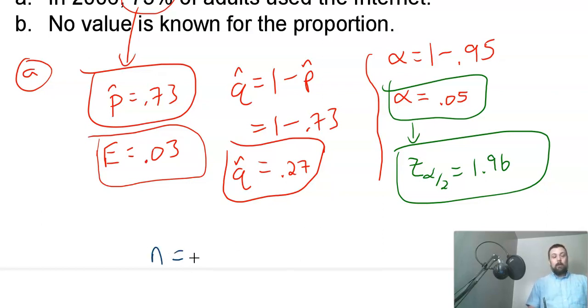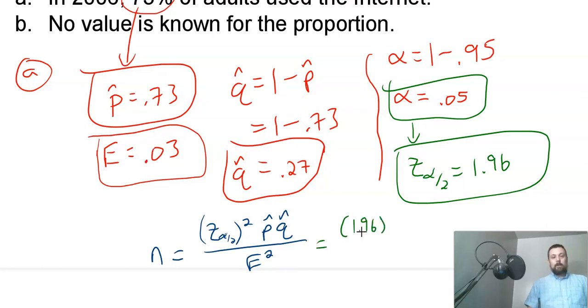Right, it's going to be n equals the z-score squared times p hat q hat over e squared. I just got to plug the numbers in, and I will get my result. So z is the 1.96. That has to get squared. P hat is 0.73. Q hat is 0.27.